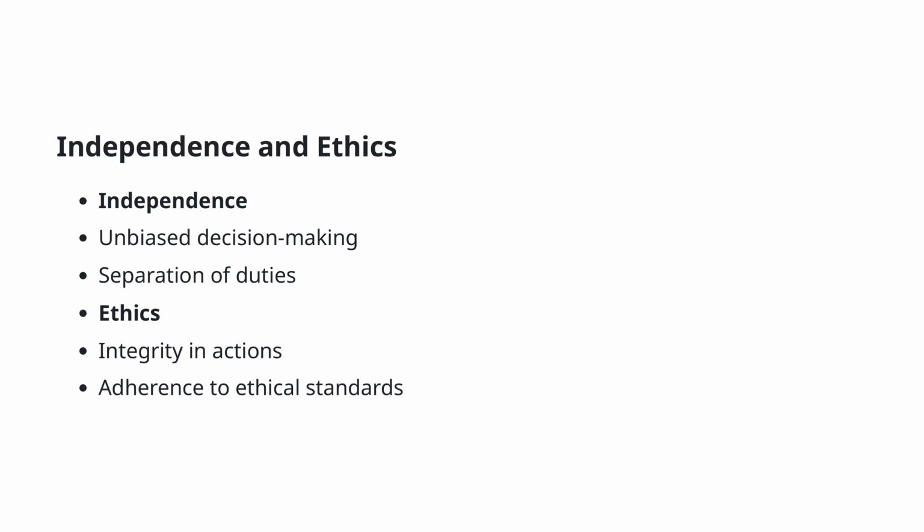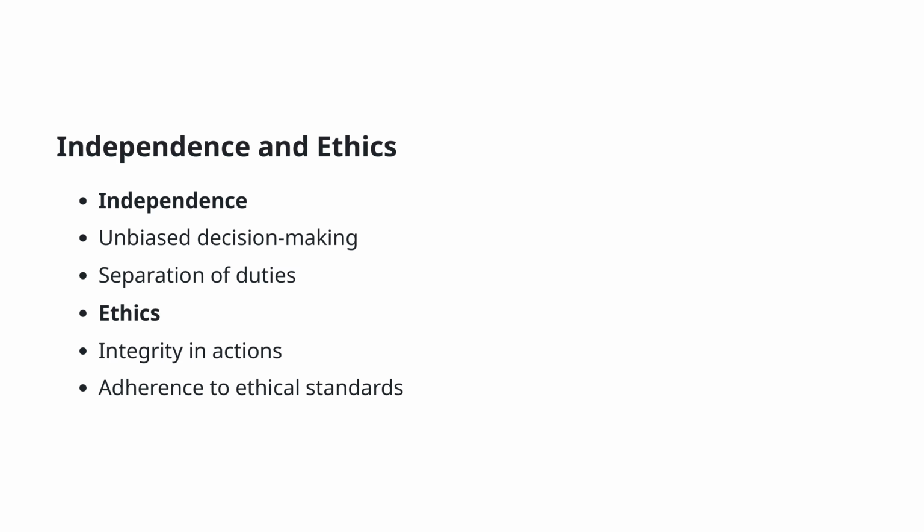Independence and ethics are two fundamental aspects of effective governance. Independence in decision-making ensures that choices are made free from bias and undue influence. This often involves a clear separation of duties, which helps maintain objectivity and prevents conflicts of interest. Ethics, on the other hand, revolves around integrity and adherence to ethical standards. This means conducting actions honestly and upholding principles that foster trust and fairness within the organization. By maintaining both independence and ethical conduct, organizations can strengthen their governance frameworks, ensuring decisions are fair and merit-based while maintaining public trust.